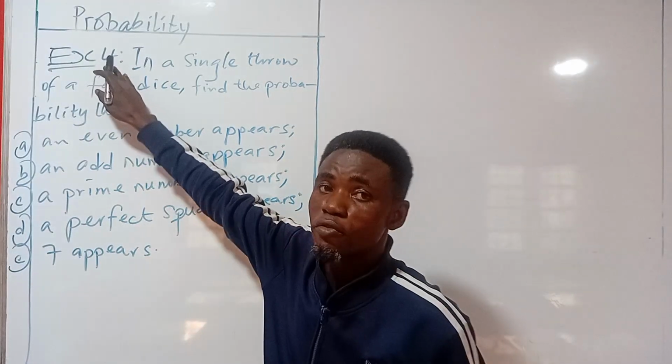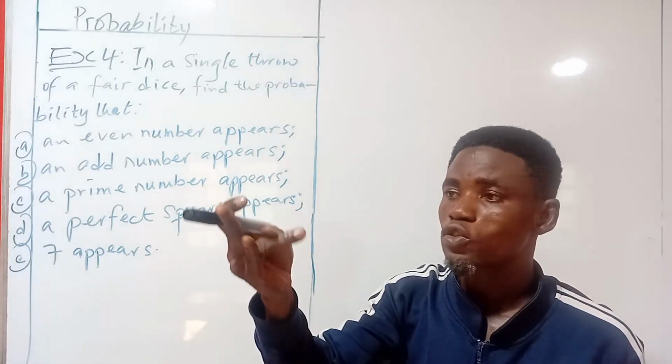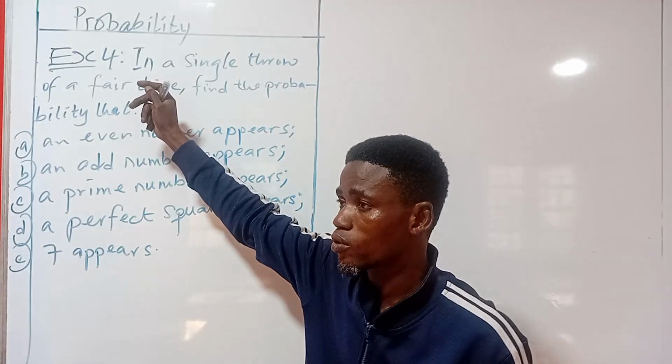Okay, this is example 4 under probability. I've done example 1, 2, 3, and this is example 4.